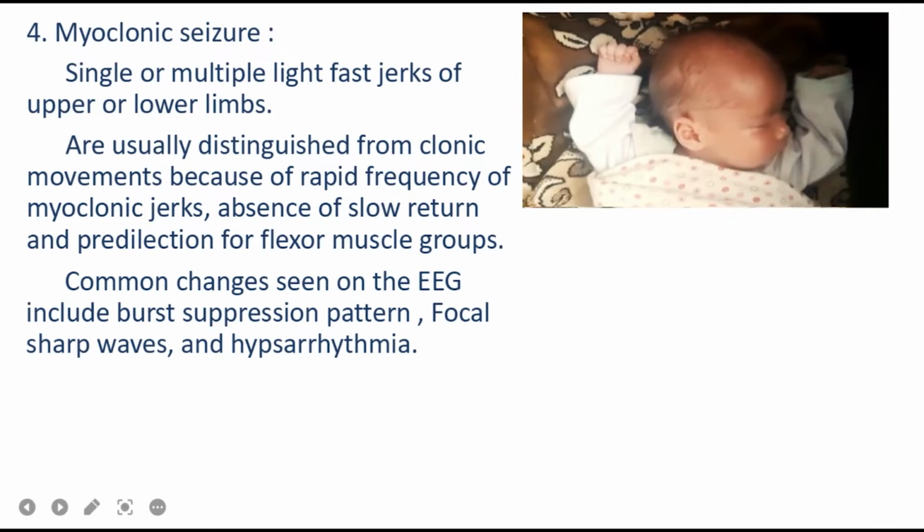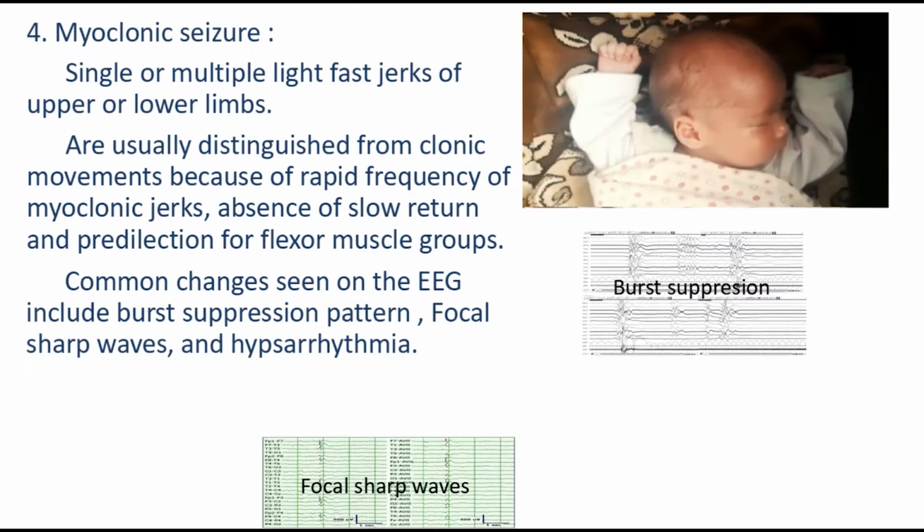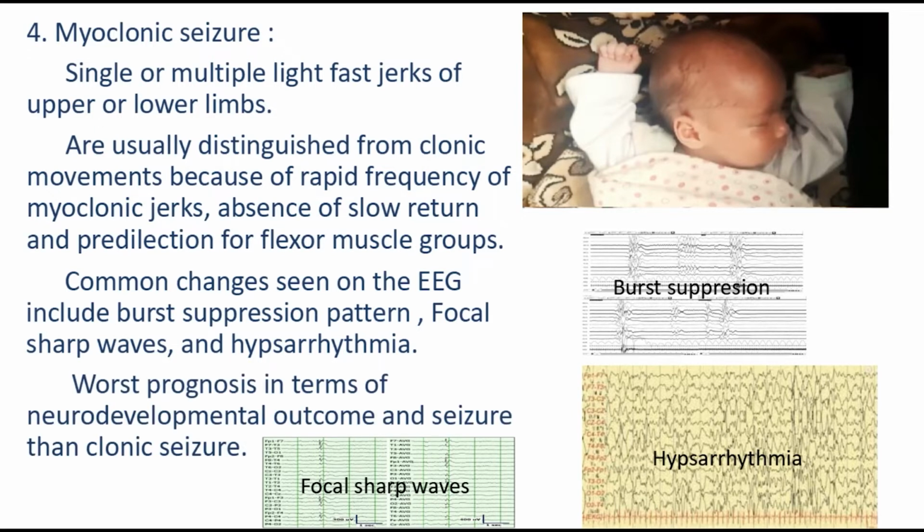Common changes on EEG include burst suppression pattern, focal sharp waves, and hypsarrhythmia. Myoclonic seizures have the worst prognosis of all of the above, and clonic seizures have the best prognosis.